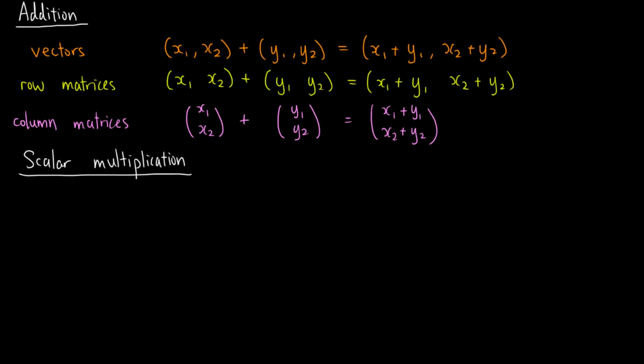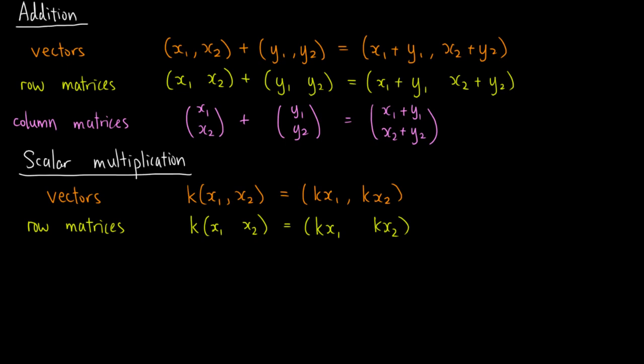Let's also look at scalar multiplication. For vectors, when we multiply a scalar k to a vector (x1, x2), we multiply each component of the vector, so we have (k times x1, k times x2). For row matrices, we multiply each entry of the matrix by k, so we get [kx1, kx2]. Again, it is the same as the scalar multiplication in vectors, and the only difference is the absence of the commas. For column matrices, again, it's just the same as row matrices, except written vertically.